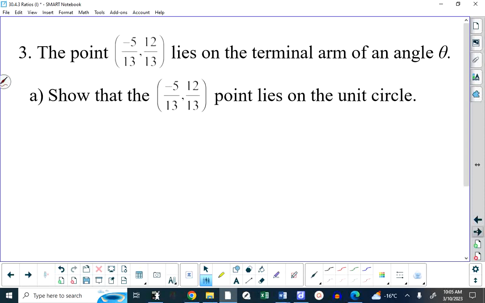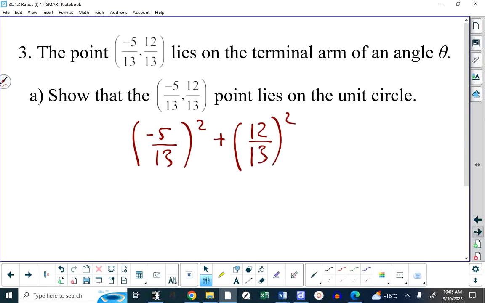It really is. First of all, number 3, the point negative 5 over 13, comma, 12 over 13 is on the terminal arm of an angle. How do we know if that's on the unit circle or not? We're told it is, but how can you prove that it's on the unit circle? X squared plus y squared equals 1. We use x squared plus y squared, and if we get 1, it's on the unit circle. You could do it just on your calculator, but I'm going to do it with exact values.